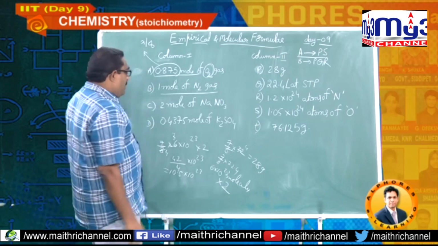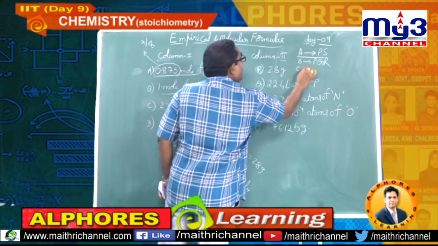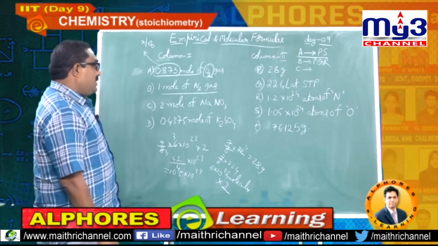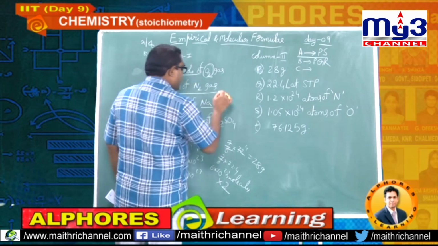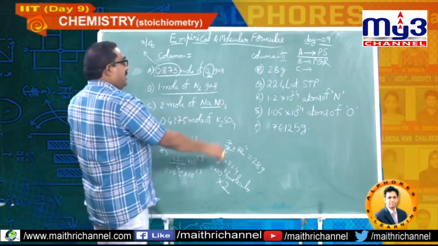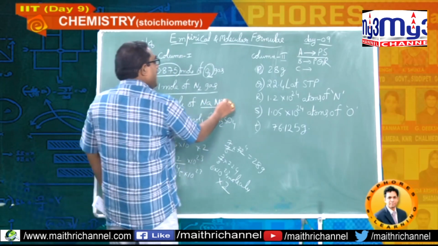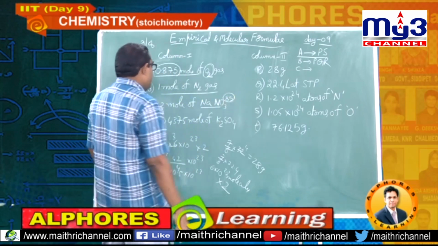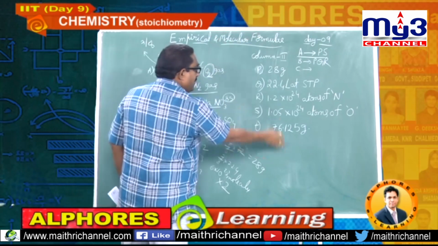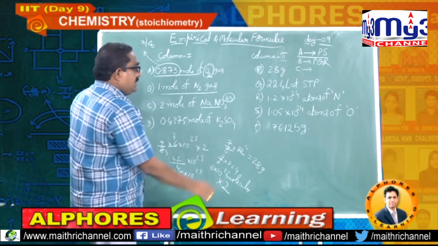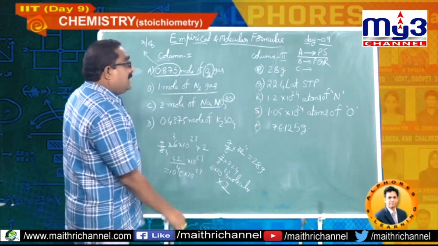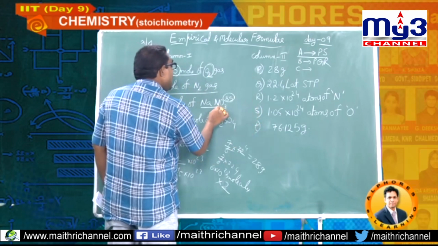Now let me go for the next one, C. 2 moles of sodium nitrate. Let me calculate the molar mass first of all. Sodium 23, nitrogen 14, that is 37, plus 48, that is 85 is the molar mass. 2 moles means 170 grams. No way, so it is not going to match with P and T. No match. Okay, let me check the other one. Take nitrogen atoms.